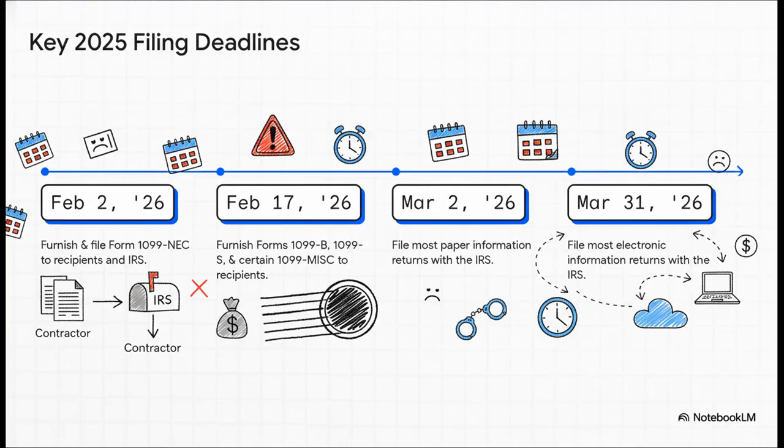You know, deadlines are everything with the IRS. And notice that 1099-NEC for contractors? It has the earliest, tightest deadline of them all, February 2nd. That's for getting it to both the contractor and the IRS. Now, if you e-file, you do get a little bit more breathing room for most other forms, with a March 31st deadline. You really don't want to miss these dates, so mark them in your calendar now.